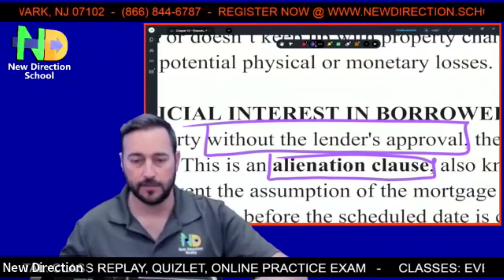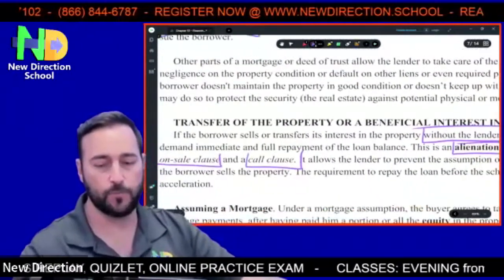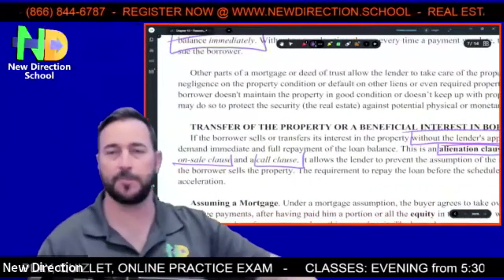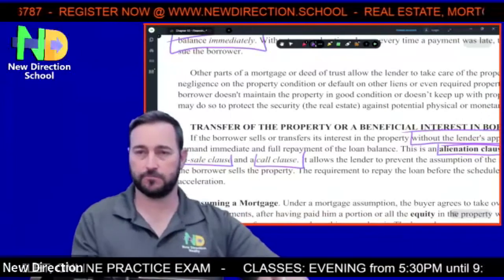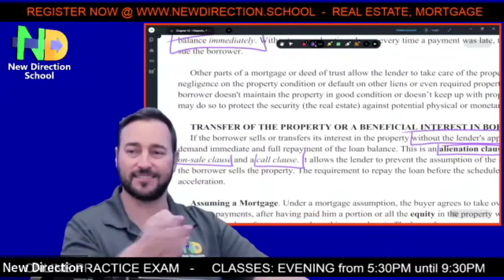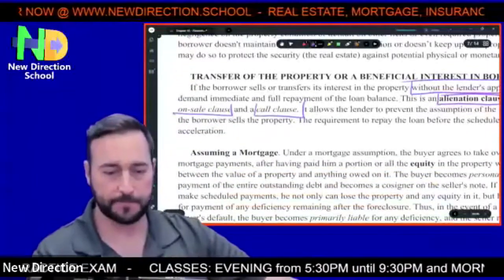Okay, so alienation clause and due on sale clause is what happens when we close. This is where the banks say, hey, before you transfer, pay off the balance of the loan. Okay, it's due at the time of sale. The whole balance is due at the time of sale. Okay.